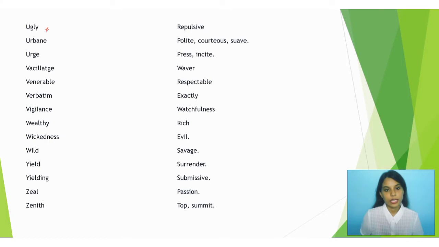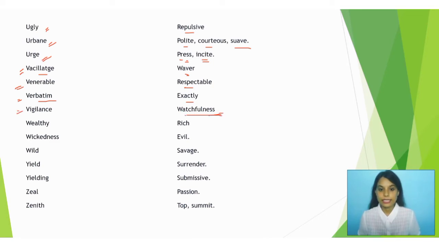Next, we have the synonyms of ugly, that's repulsive. Urbane, that's polite or courteous or suave. Then we have urge. Like you have that ability to ask, the urge to know something, the urge to ask something, like that press which is there inside you, the insight. Vacillate means waver. Venerable means respectable. Then verbatim means exactly. Vigilance, synonymous with watchfulness, like quite cautious, you can say.